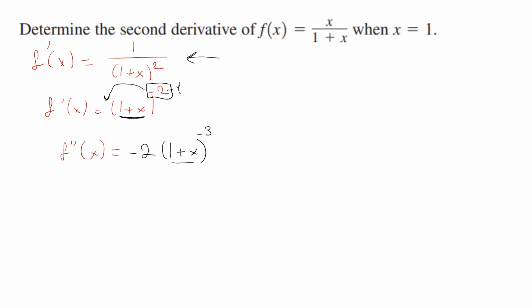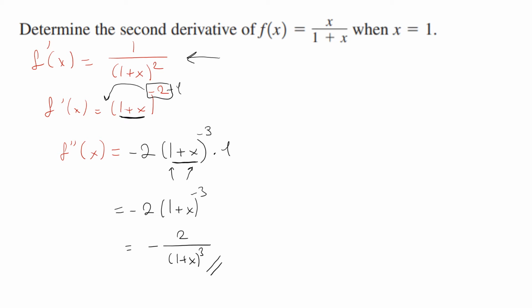Now I take the derivative of the inside, which we did before. Constant will give me 0. Taking the derivative of x will give me 1, so it's just multiplying by 1. So I ended up with negative 2 times 1 plus x to the power of negative 3, which I can rewrite, if needed, as negative 2 over 1 plus x cubed. So I found my second derivative.